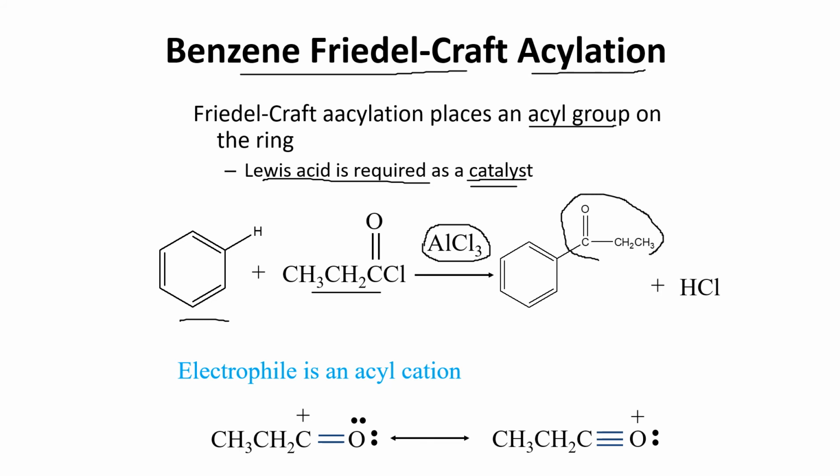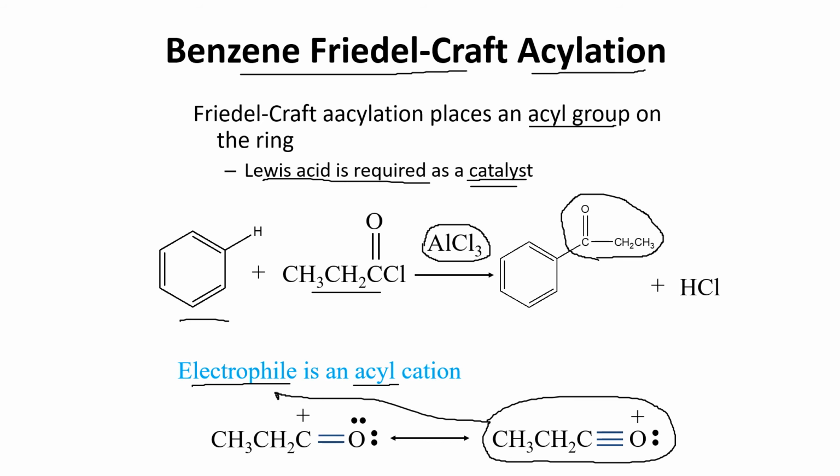So the C double bonded with O and a CH2CH3 group. This is the acyl group, and its ionic form, or the cation, is known as the electrophile. So the one with the positive charge, again in this reaction as well, is the electrophile. When this molecule attaches with the benzene, it loses the positive charge. The other product is the same hydrochloric acid.